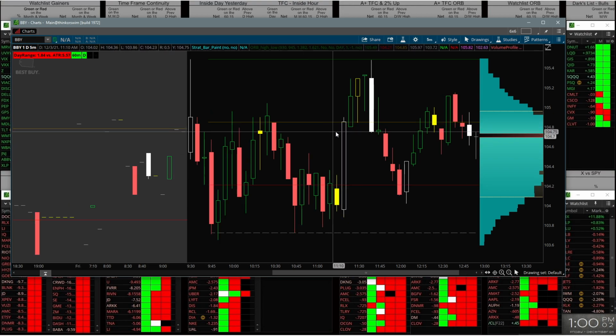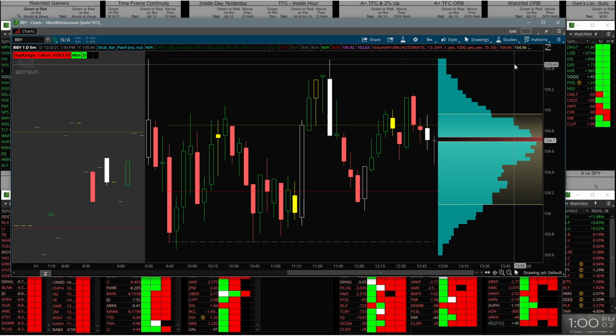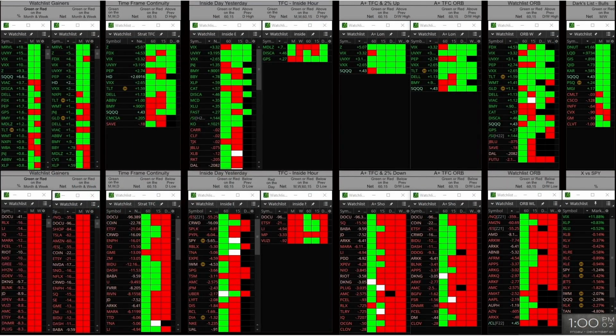Okay, later on in the day, it tried to break up above, but it did not. It couldn't do it. It bounced right off it. So it never would have shown up on that ORB scan to the upside, but it probably would have to the downside. That's what we're looking at, and I'll show you some more examples here in a second. But that's what the opening range breakout is, or the ORB.